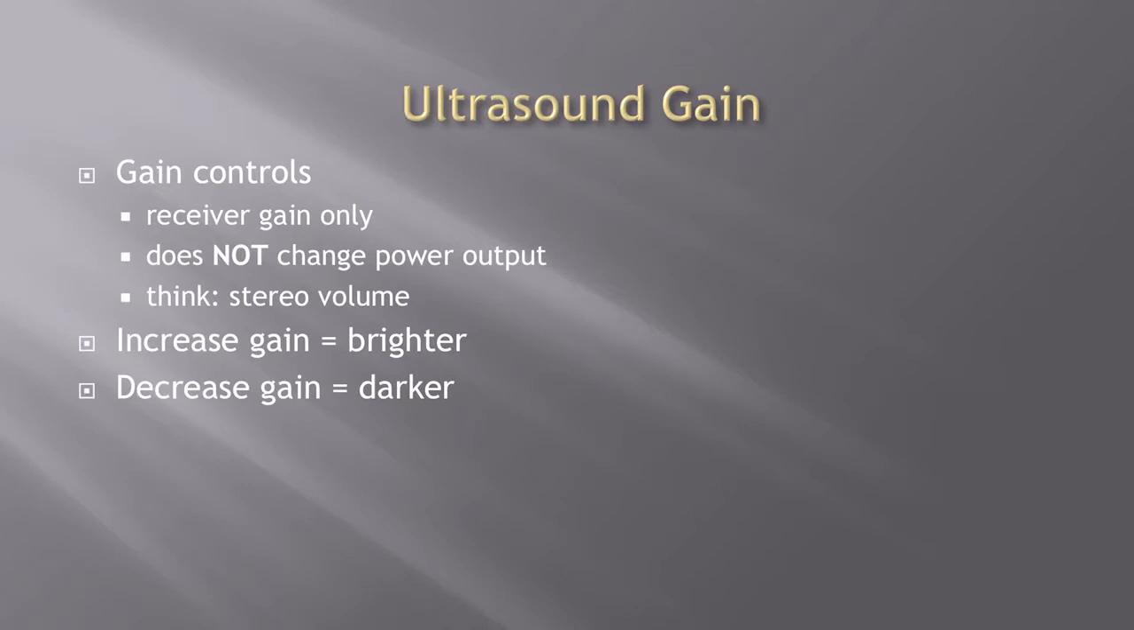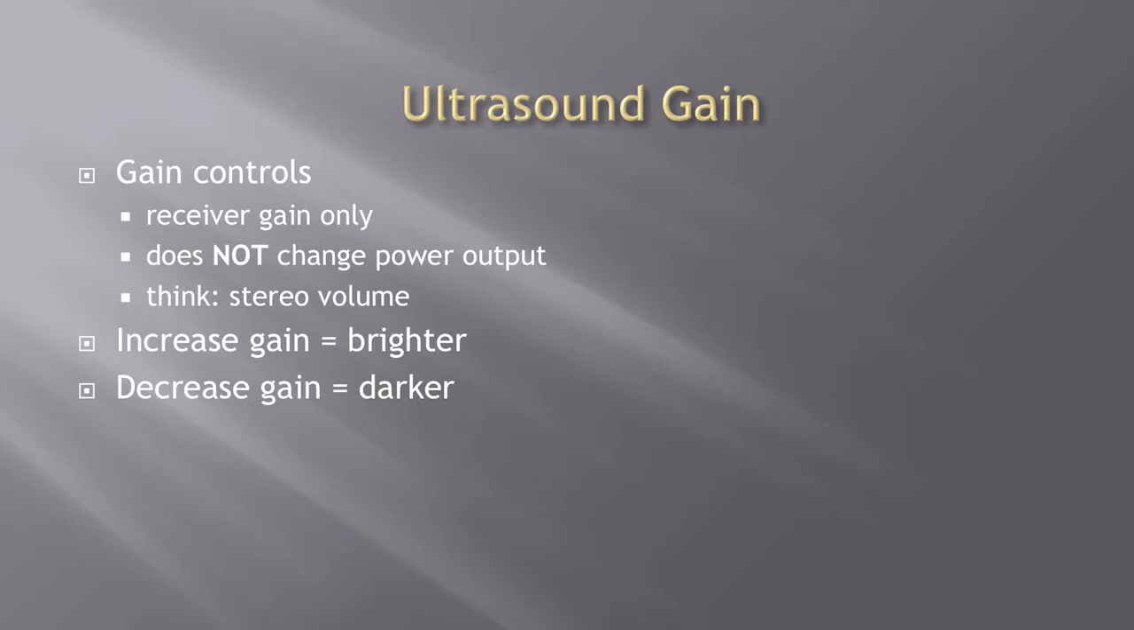So as you increase the gain, the gray dots are gonna get brighter, and as you decrease the gain, the gray dots are gonna get darker. So when you're trying to fine-tune the image off that abscess, you will actually fine-tune the grayness so you can get a better image. Okay?